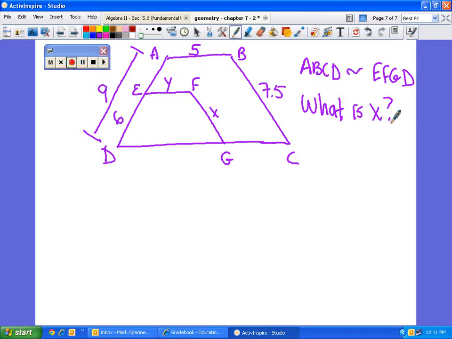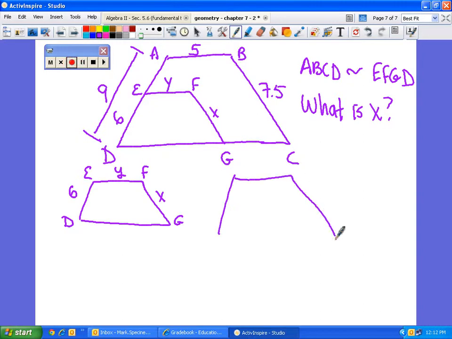So what you might want to do is separate the figures and redraw them side by side. So we're going to draw the little one. This is going to be D, E, F, and G. So DE is 6, EF is Y, and this is X. And then the big one, DA, BC. So this is 5, this is 7.5, and this is 9.